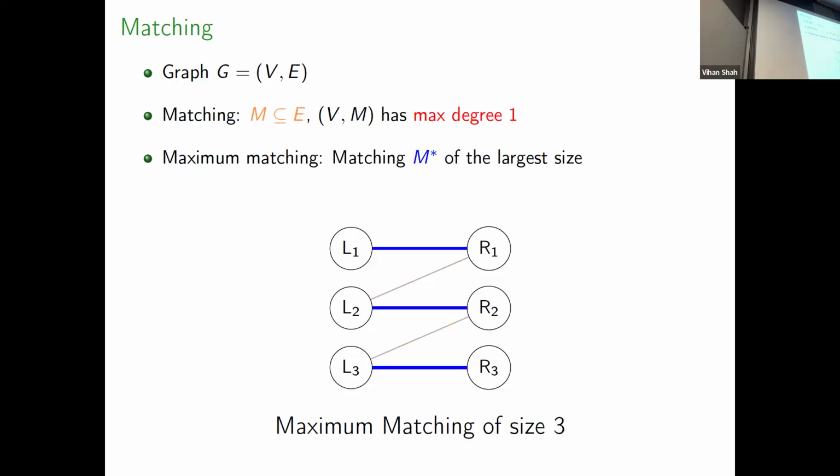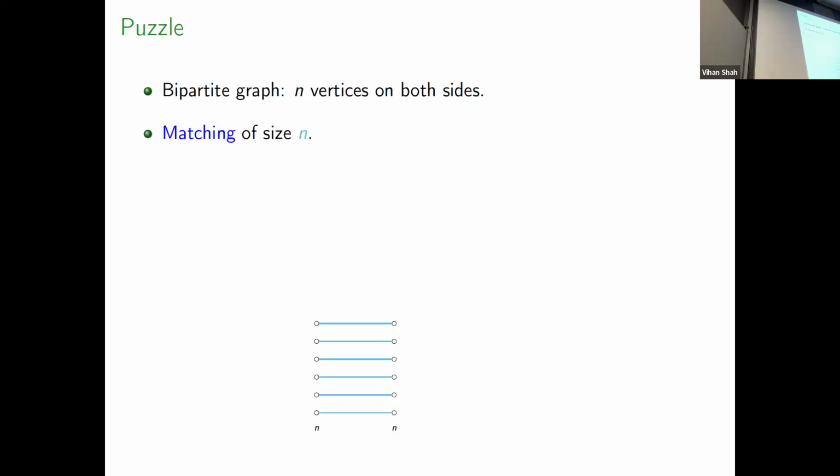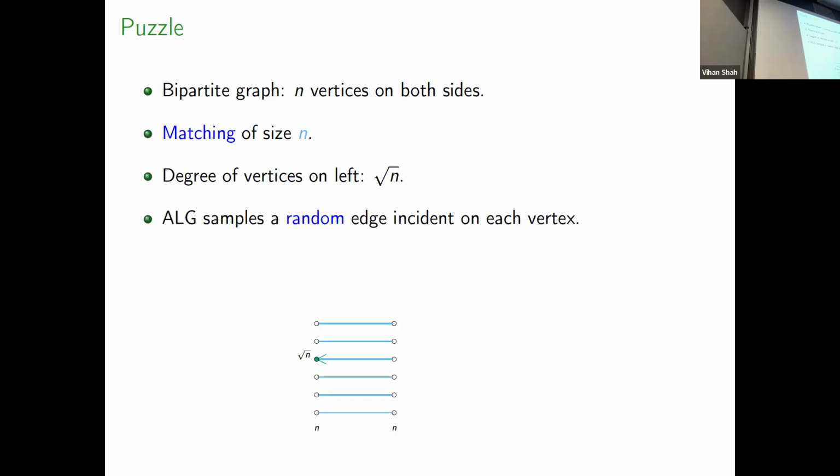I want to start with a puzzle, not so much of a puzzle, but this is going to show up in our problem today. You're given a bipartite graph with n vertices on both sides, and you're given a matching of size n. Also, you know that every vertex on the left has degree exactly square root n. And there's this algorithm ALG that samples a random edge incident to every vertex.